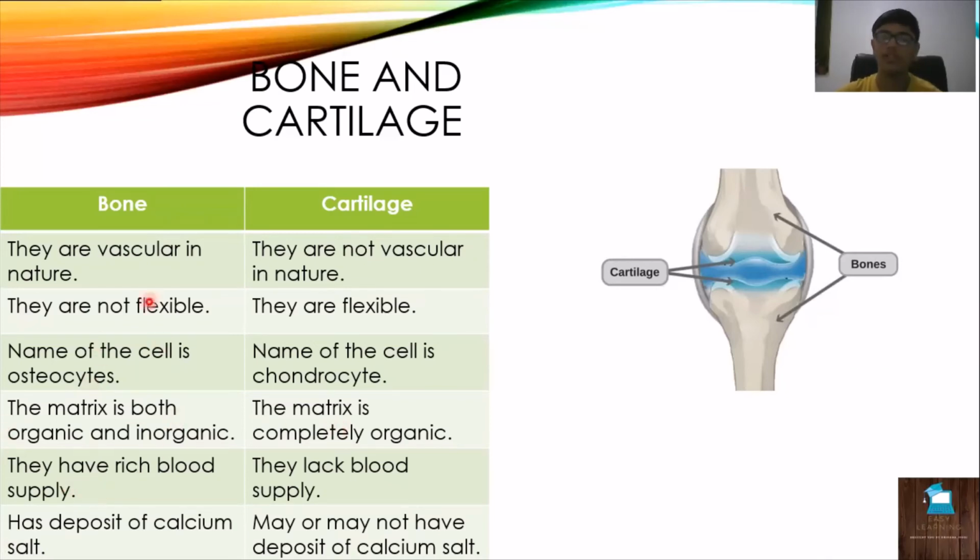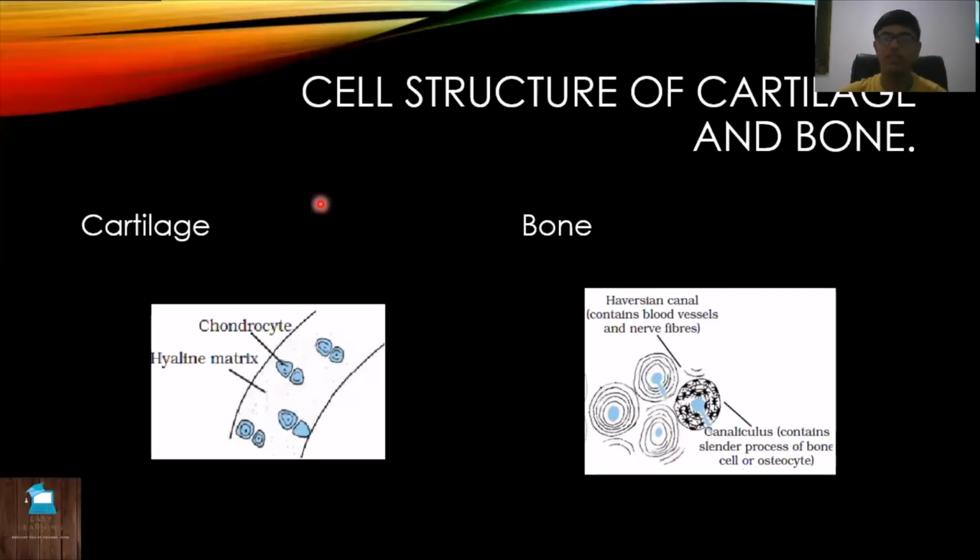Then bones have a rich blood supply. I just told you they are vascular in nature, whereas cartilage lacks blood supply. The last differentiation is the deposit of calcium salt. The calcium salt deposit is found in bone, whereas in cartilage it isn't. This is the structure of the cell. You need to know it. It might come for 3 marks, like a differentiation. Then if you draw the structures, it will be more impressive for the person who is correcting it.